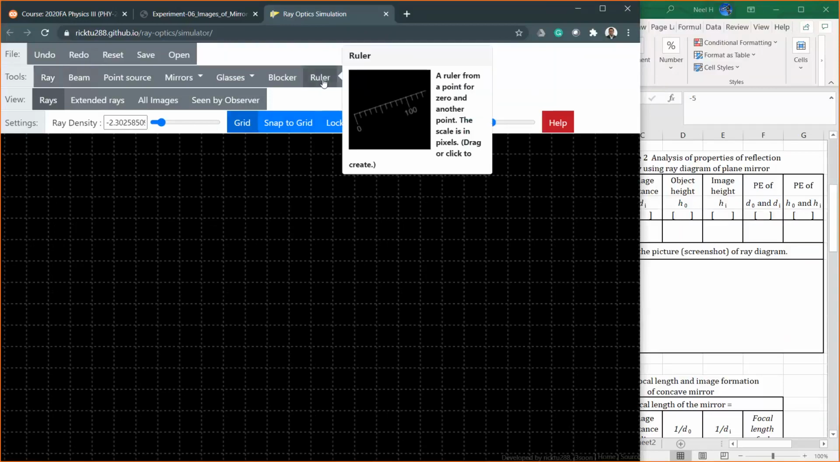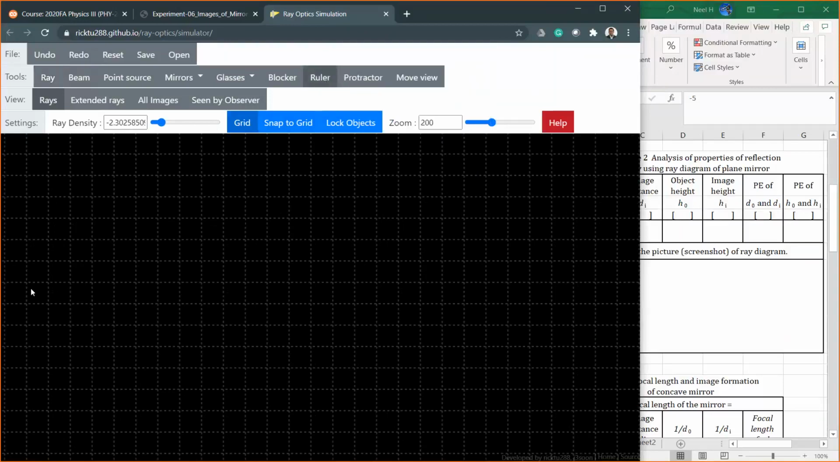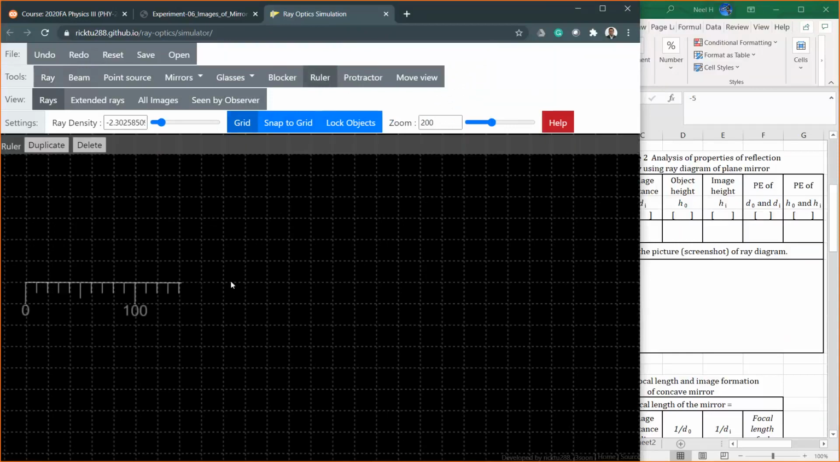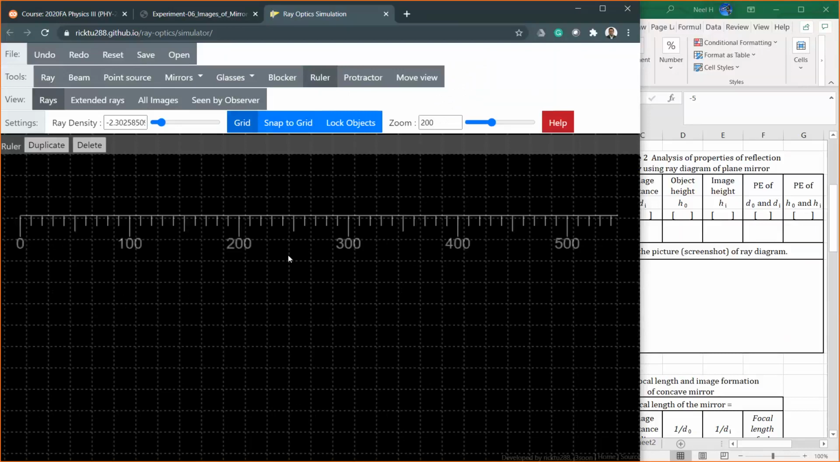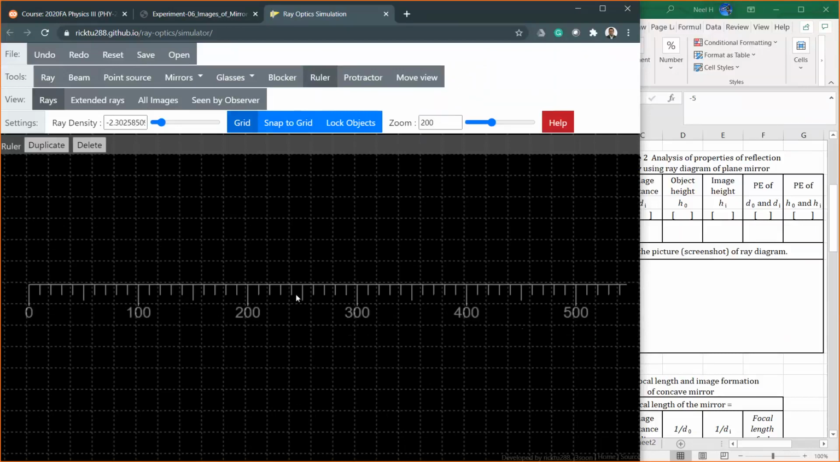Click on the ruler, and then let's draw a horizontal ruler. That horizontal ruler can act as a principal axis. If you click the up and down arrows on your keyboard, you can move the ruler very slowly, or you can click your mouse on the ruler anywhere. You can move the whole ruler anywhere as you wish.